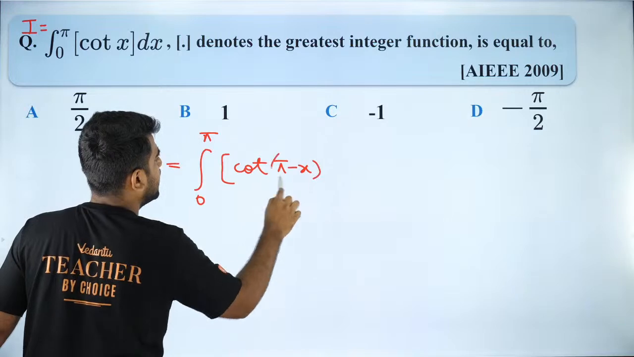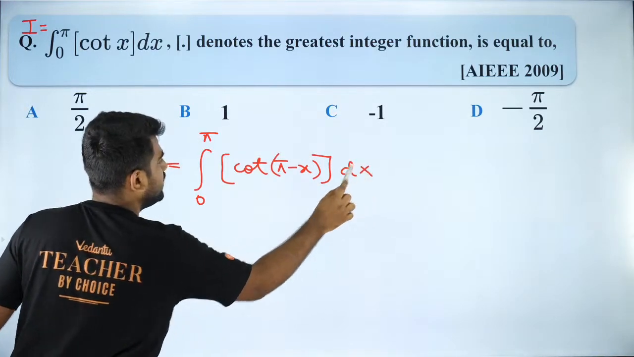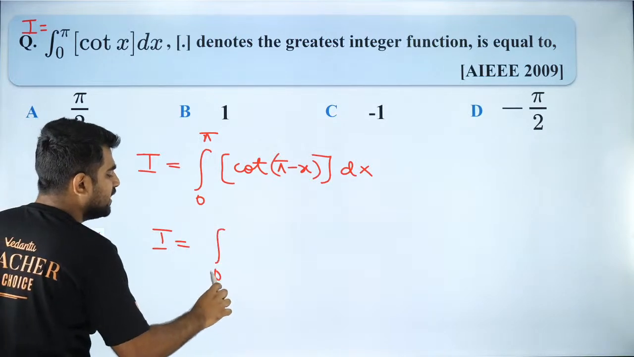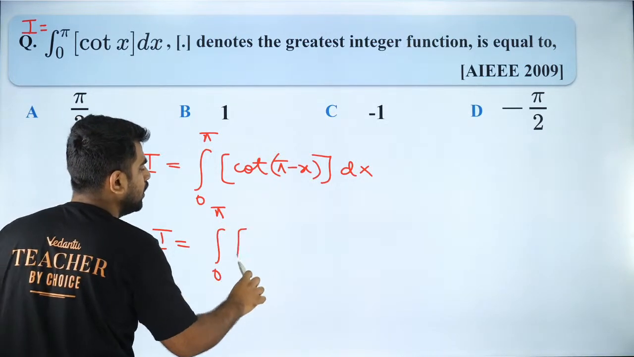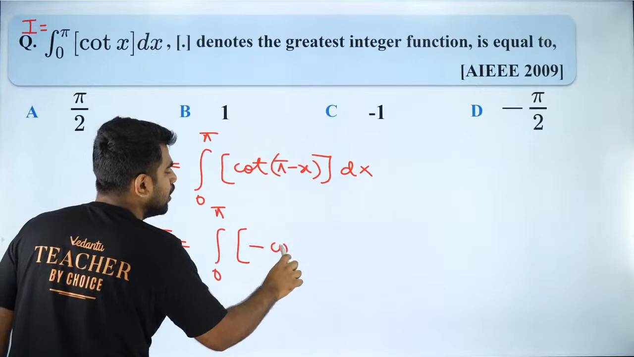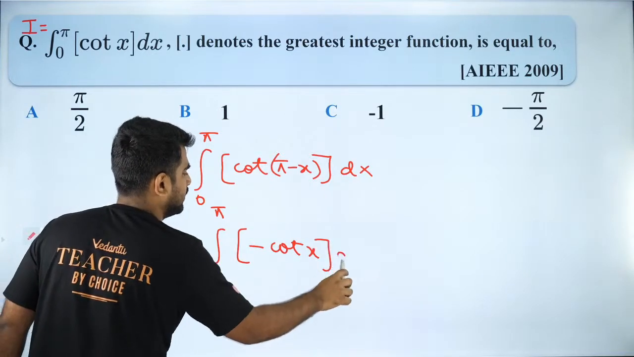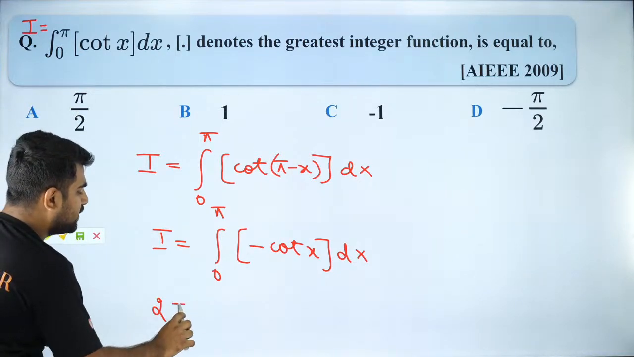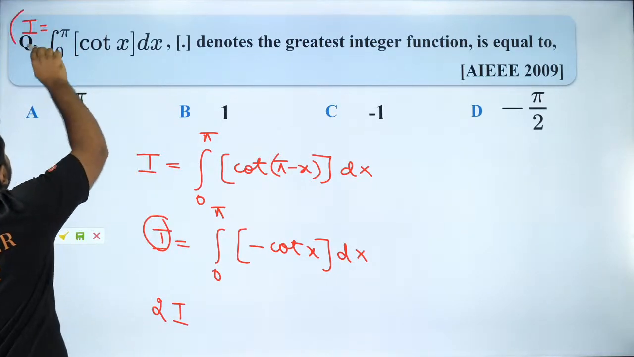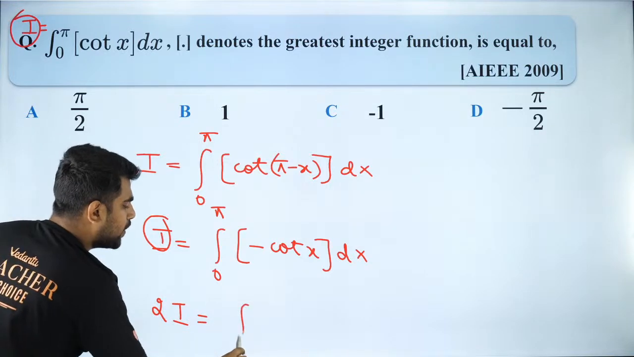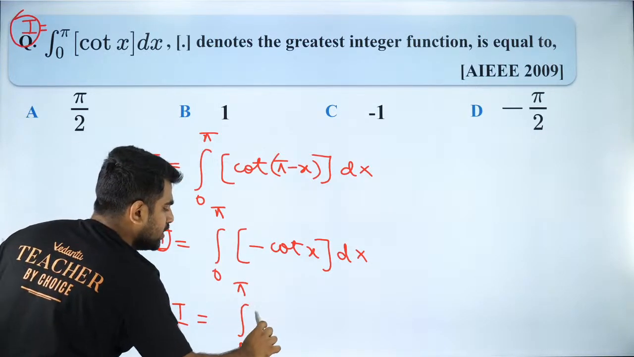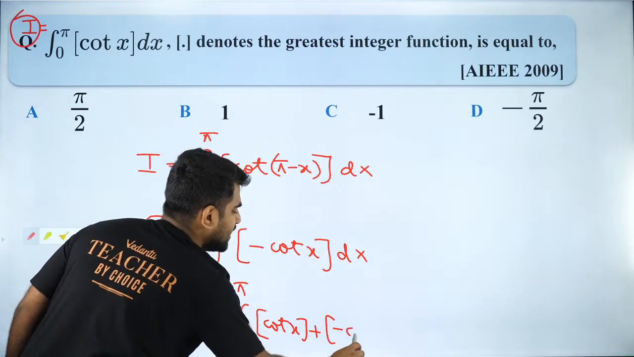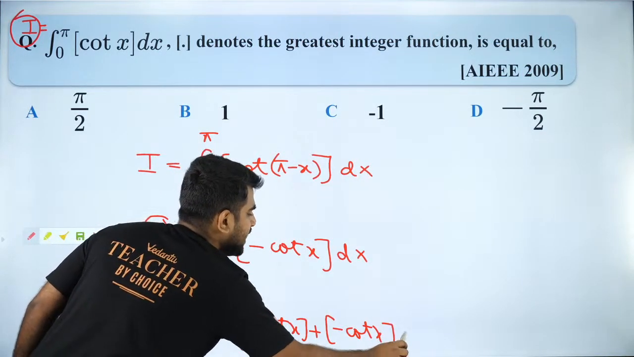Are you guys clear with that? So now what is cot of pi minus x from trigonometry? Can you guys help me with that? Cot of pi minus x is minus cot x dx. Now let's add both of them. So if I add both of them, I plus I is 2I, and that will be equal to integral 0 to pi GIF of cot x plus GIF of minus cot x dx.